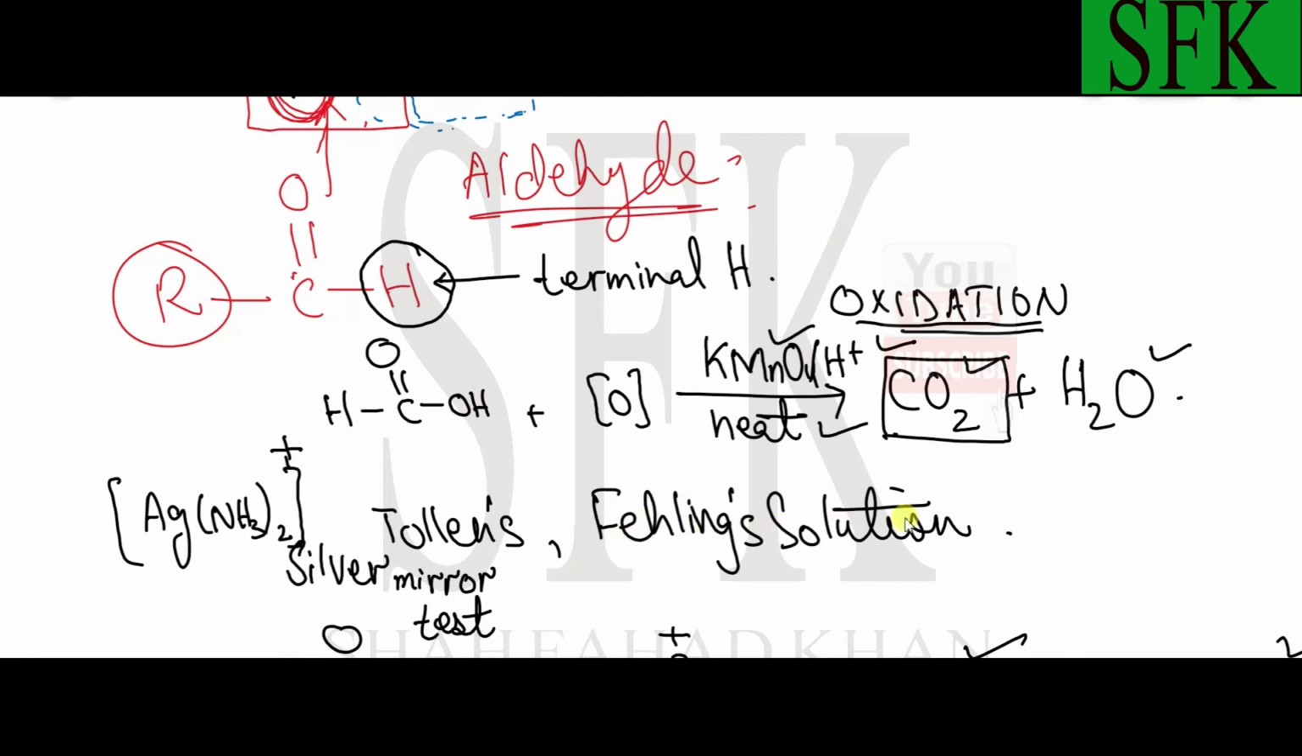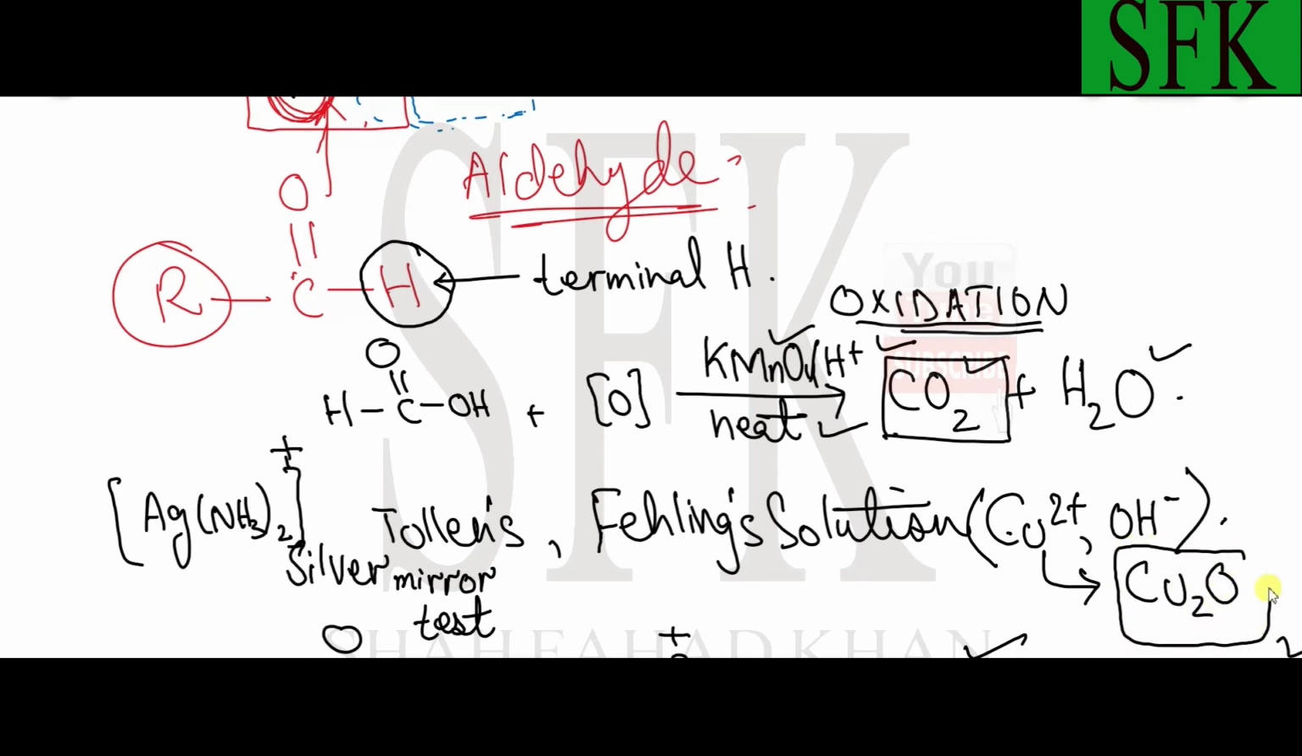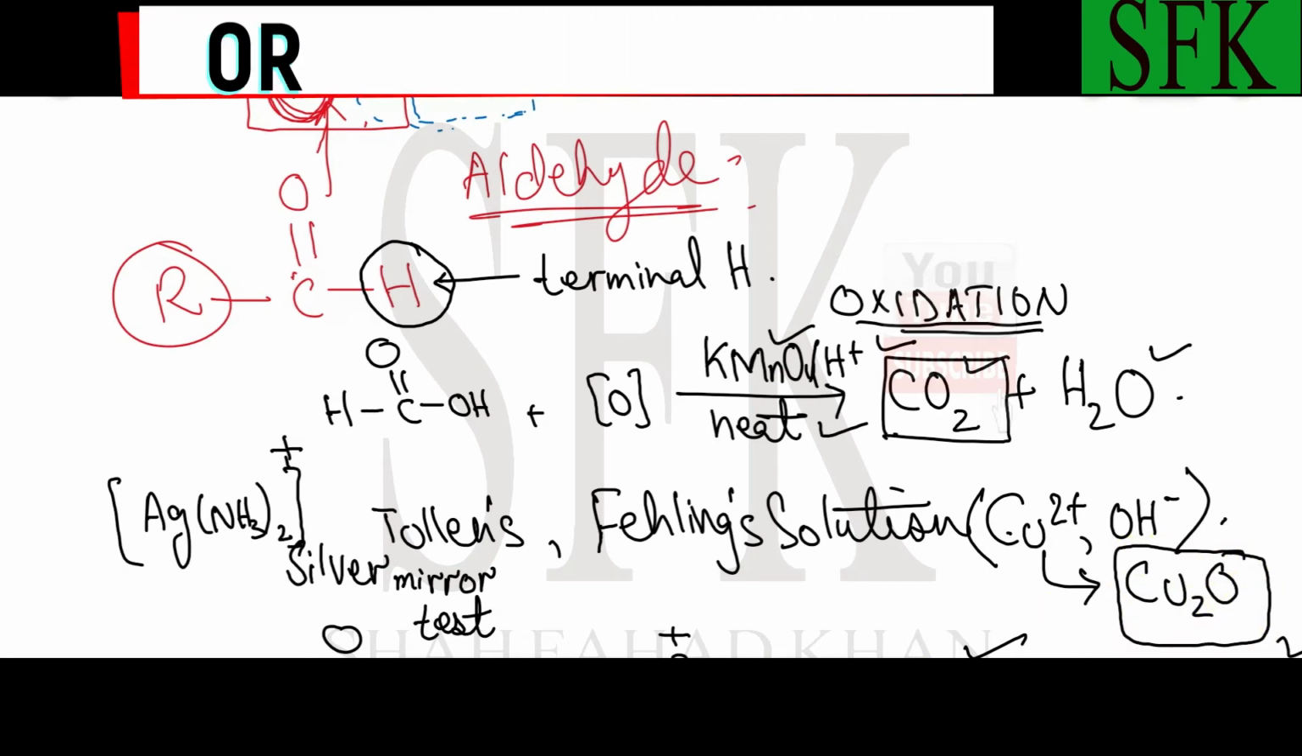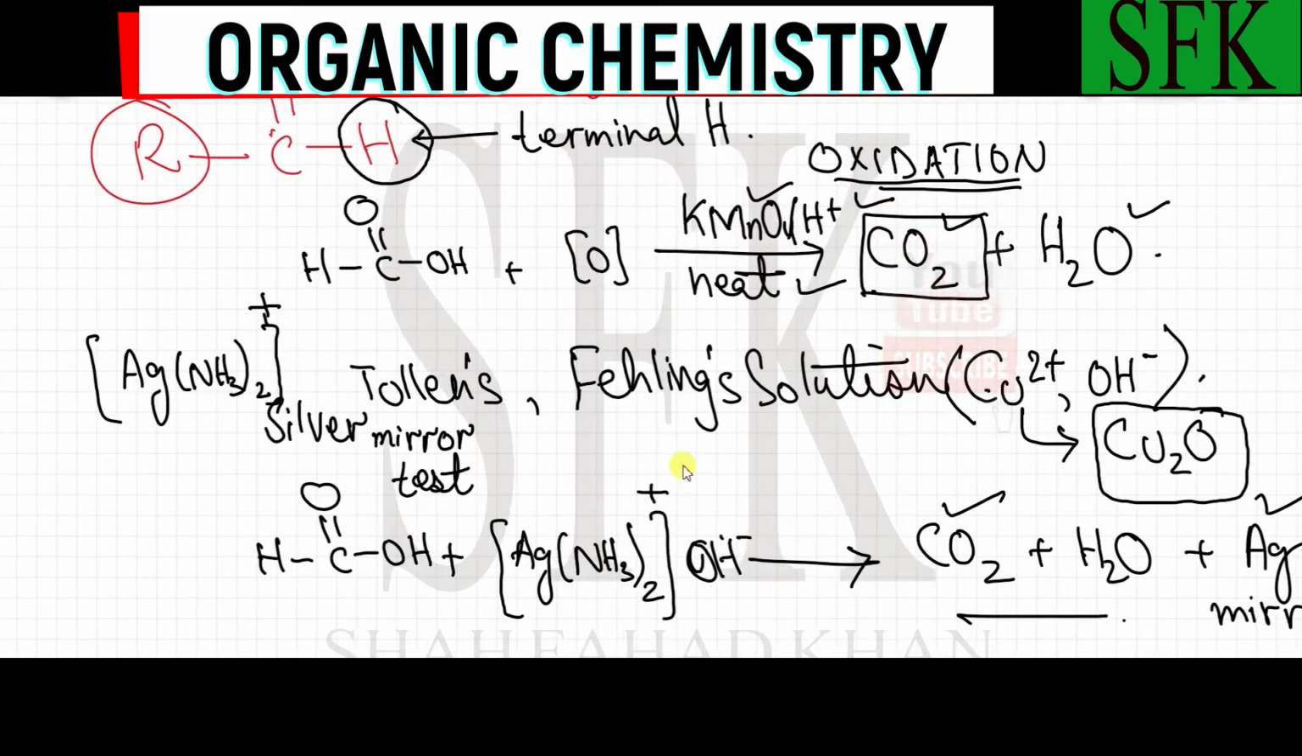And then the second reagent that gives a positive test is the Fehling solution test, and Fehling solution contains copper 2 plus ions and OH negative ions. The positive sign of the presence of aldehydes is indicated by the production of a brick red precipitate of copper 1 oxide. Copper 1 oxide is a brick red precipitate which is formed when aldehydes are present in the Fehling solution test.